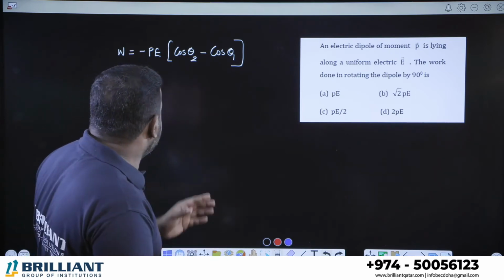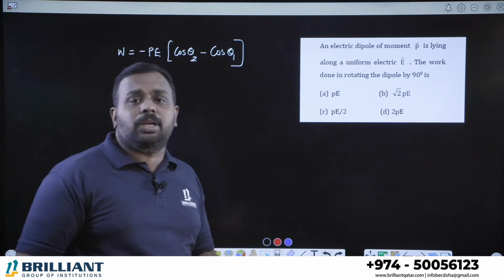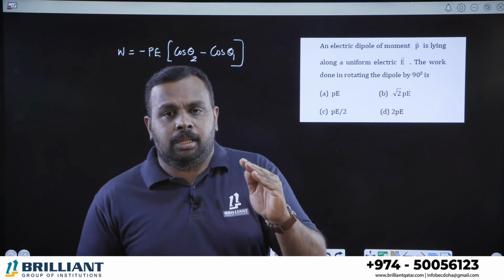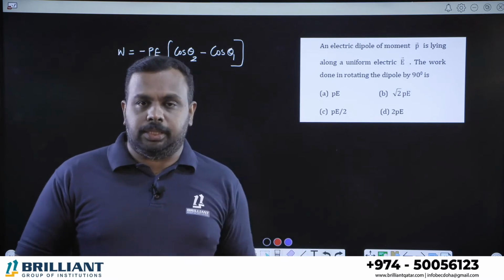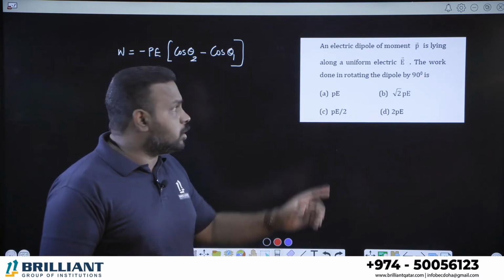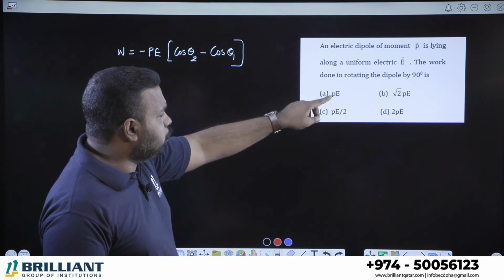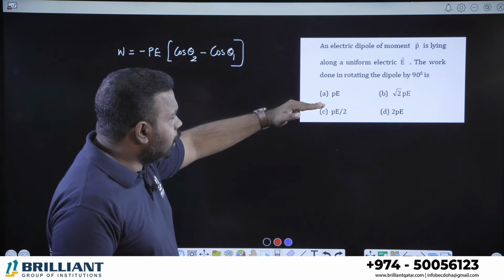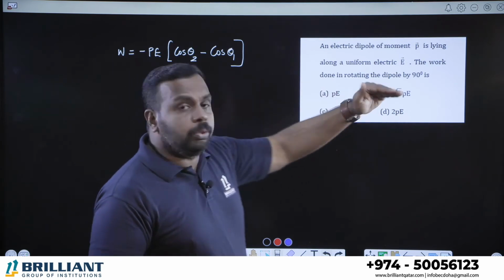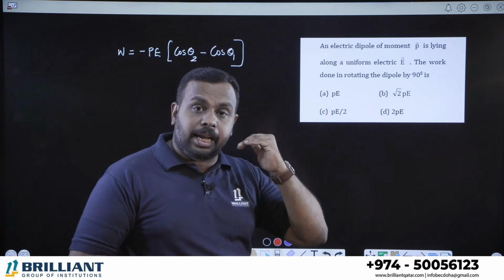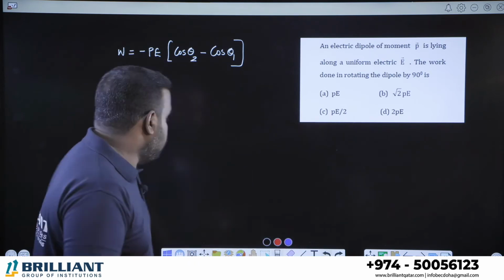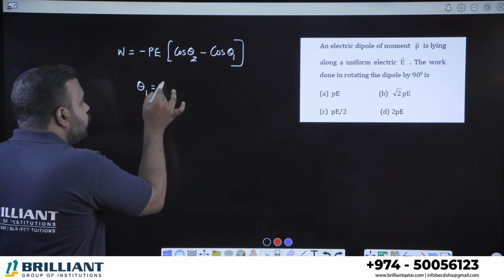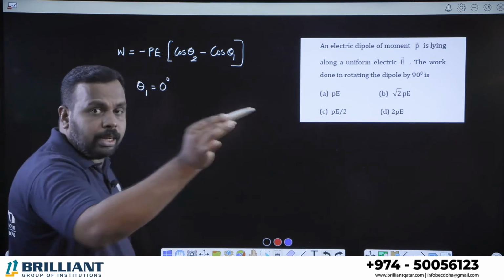Now here, you may have some confusion. What are theta 1 and theta 2? Theta 1 is the initial angle. That means the angle at which we are starting our rotation. That is theta 1, and theta 2 is the final angle. So let's check the question. An electric dipole of moment P is lying along a uniform electric field. So P and E values are given. Initially it is lying along the direction of the field. Along the direction of the field means what is the value of theta 1? Theta 1 is equal to 0 degree because it is lying along.